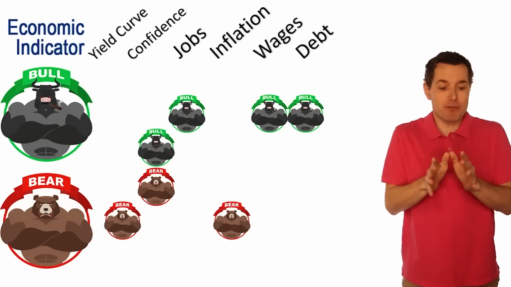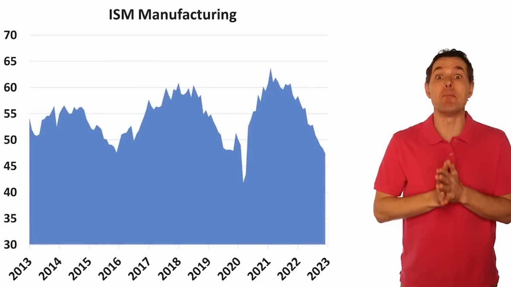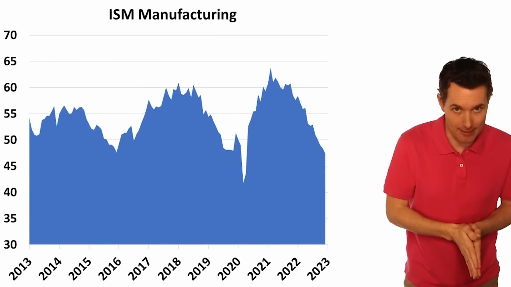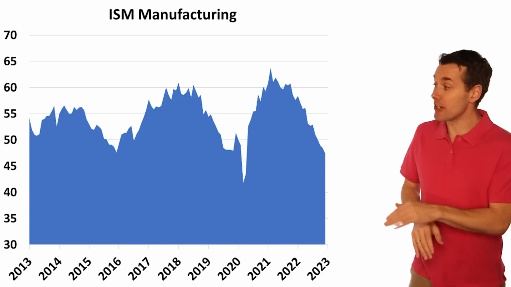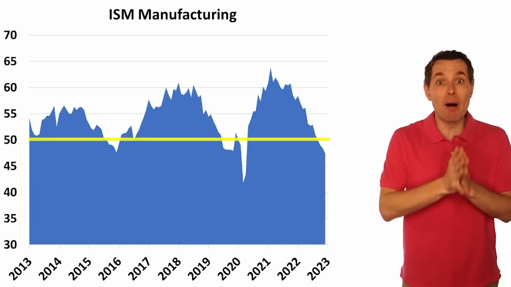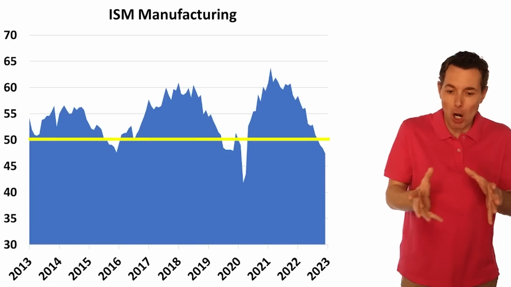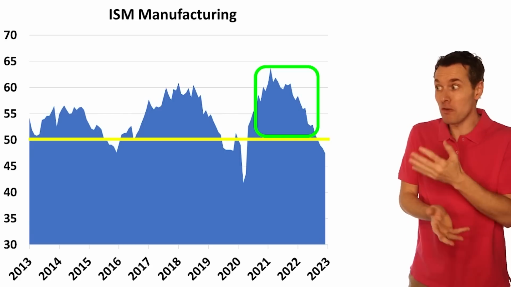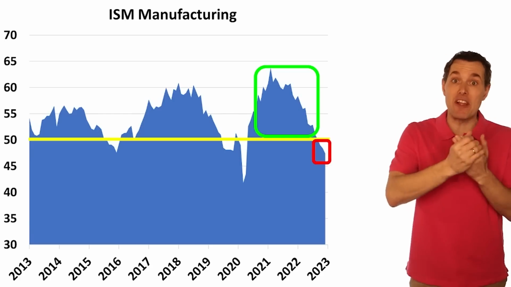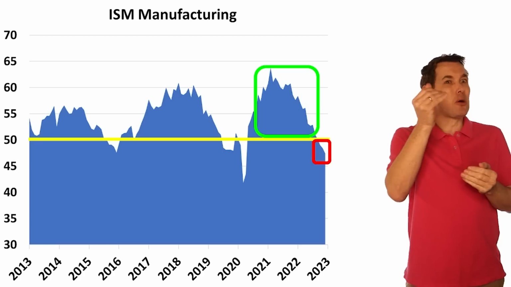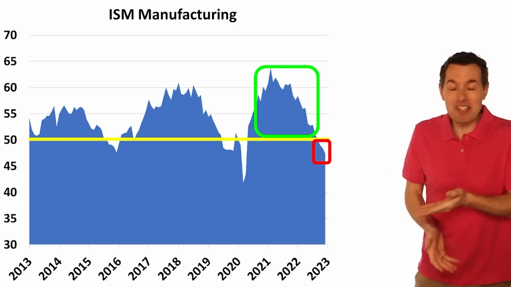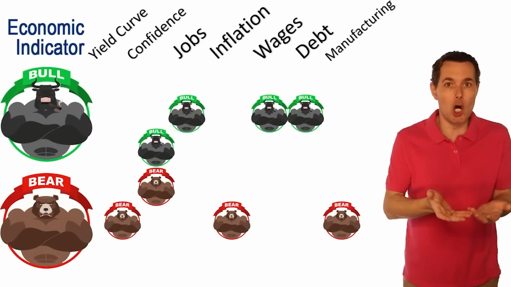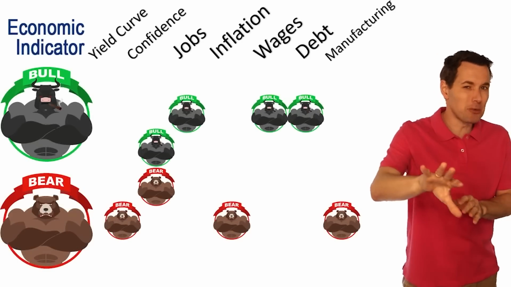Okay, now we're going to shift over to a different part of the analysis, and we're going to look at manufacturing. So this is the ISM Manufacturing Economic Indicator, and the key level here is 50. Anything above 50 implies positive growth in the manufacturing sector. Anything below 50 implies negative growth in the manufacturing sector. So clearly, right now, this is an easy point for the bears because it's below 50. So this one's an easy one.